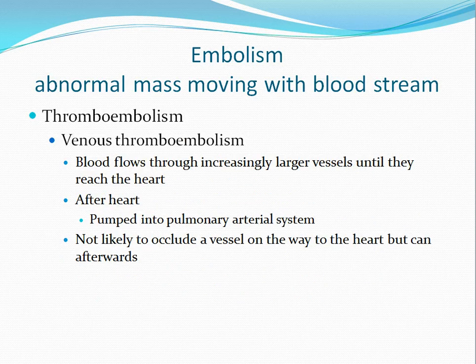Venous thromboembolisms. Here in the venous system, blood flows through increasingly larger vessels until they reach the heart. So we would start with a venule to a vein, to larger veins, and eventually back to the heart. After the heart, they are pumped into the pulmonary arterial system. So as a result, they are not likely to occlude a vessel on their way to the heart, but they can occlude a vessel afterwards.